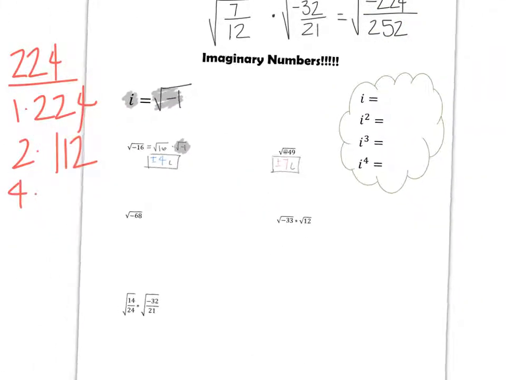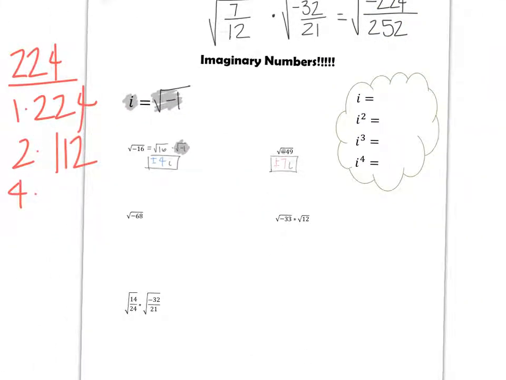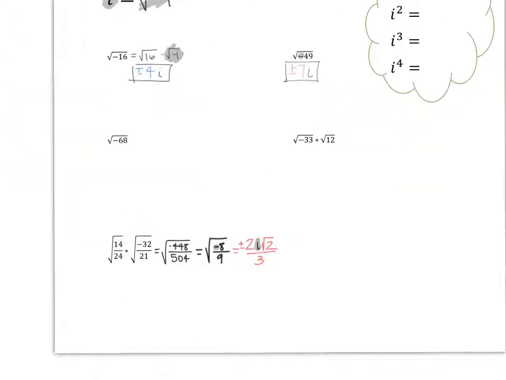So we have a couple other problems down here. I'm going to pause the video. These next two questions, the square root of negative 68 and the square root of negative 33 times 12, are in the question section over to the right, and it will give you feedback on the answers.